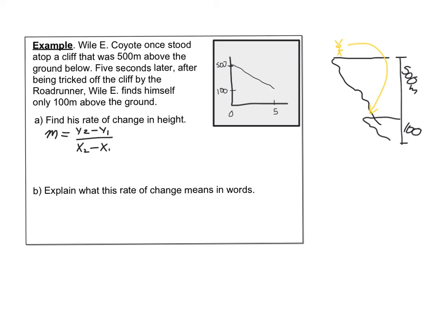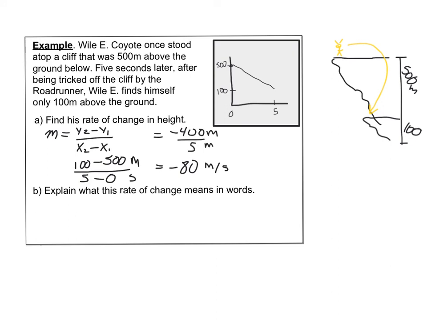So in this case, our y2 is his end height, which is 100 meters, and our y1 is our start height, which is 500 meters. Our x2 is 5, and our x1 is 0 seconds, because that's sort of the start of the story. And if we follow along with our calculations, that gives us negative 400 over 5, which is negative 80. And again, we know that our units are meters per second.